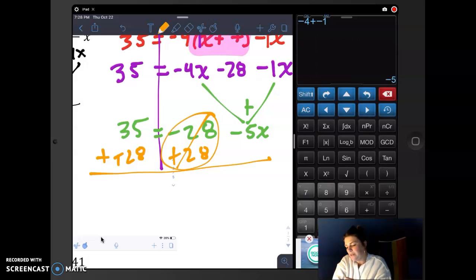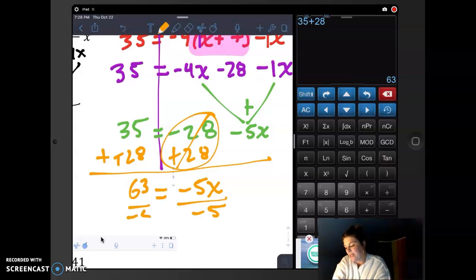Remember, that creates a 0, so we're getting closer and closer to getting the x alone. 35, always adding top to bottom, even when it's negative. 63, we divide by -5 on both sides. Boom, goodbye, -5. And then on this one, it's kind of funny what happens. Remember, you always divide top to bottom, so 63 divided by -5.